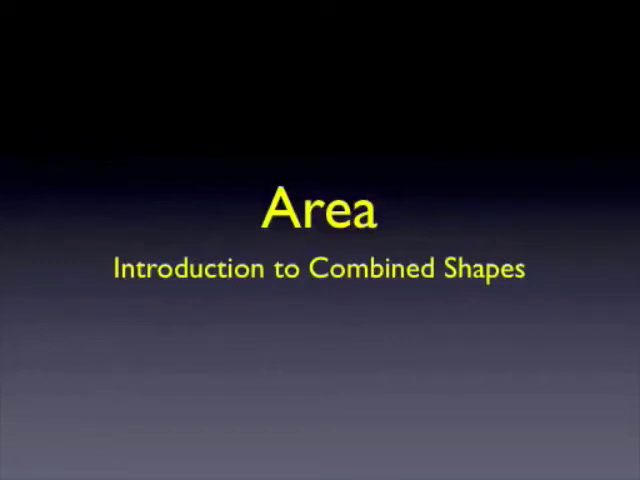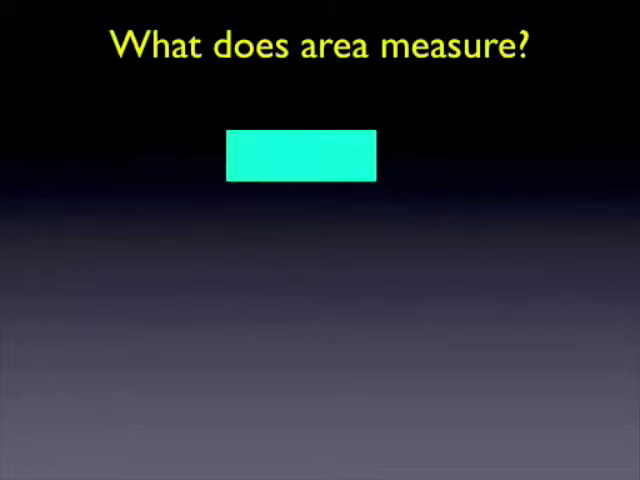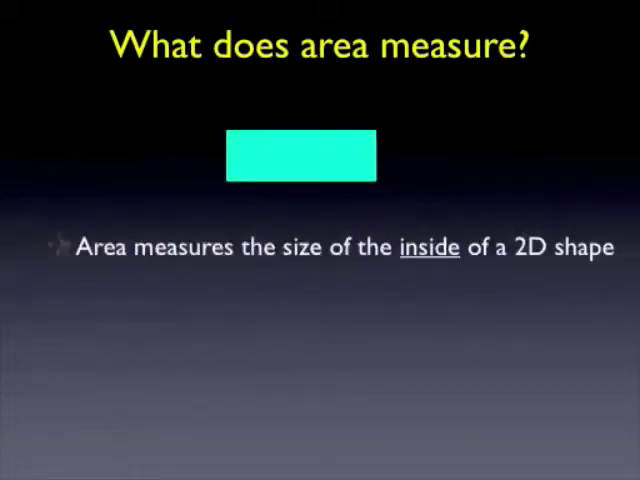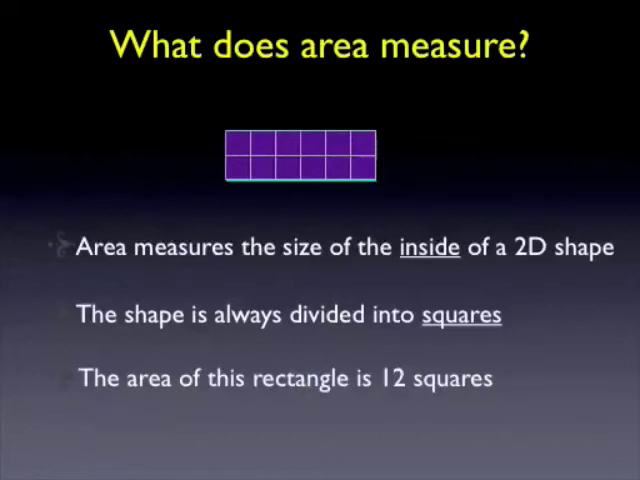In this tutorial, we're going to look at the area of combined shapes, so an introduction to combined shapes. Let's remind ourselves, what does area measure? Here's a rectangle, and area measures the size of the inside of a 2D shape. And the shape is always divided into squares. So we cover the 2D shape in squares to work out the area. And the area of this rectangle is 12 squares.